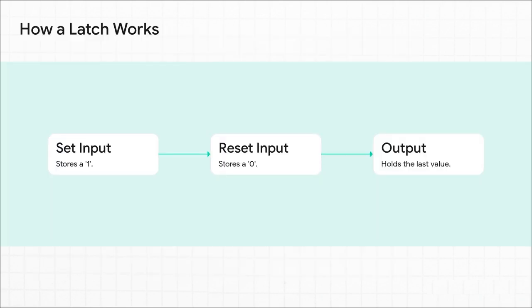So how do we actually control this thing? It's surprisingly simple. We have one wire, a set input, that tells it to store a 1. And we have another wire, the reset input, to store a 0. The output just shows whatever we told it last. It latches on to that value. And just like that, congratulations, you've just built a 1-bit memory cell, conceptually at least.